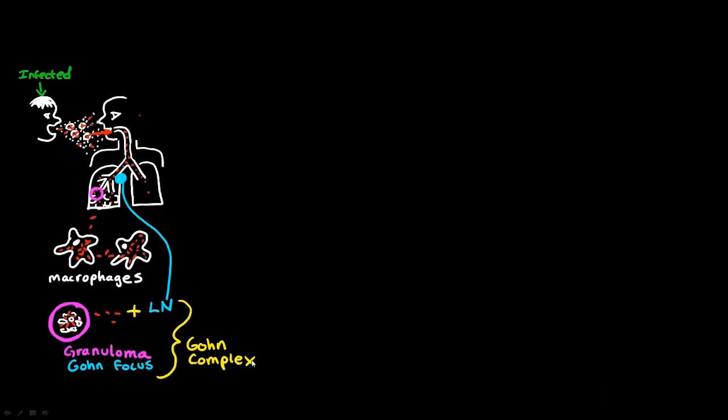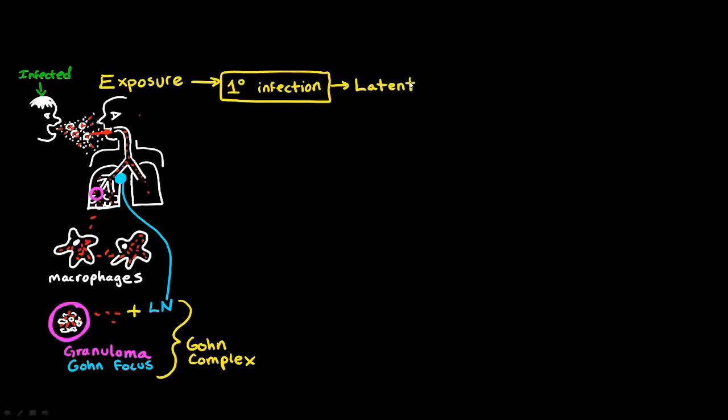So all of this infection, the person who's now infected, this is referred to as a primary infection. The individual is infected with tuberculosis. And for many individuals, that's the end of the story. The tuberculosis remains in what is referred to as a latent state, and it remains latent for the person's entire life without causing any problem.